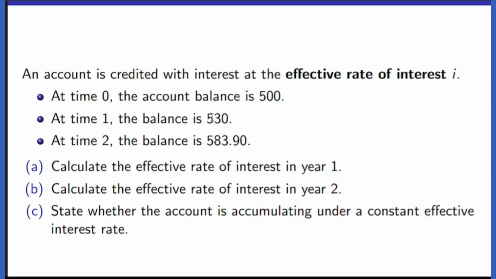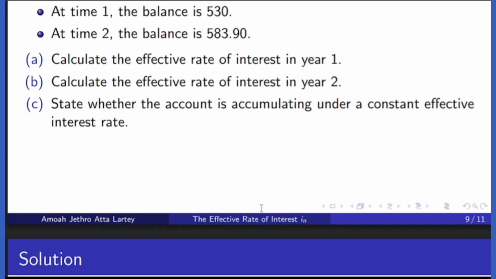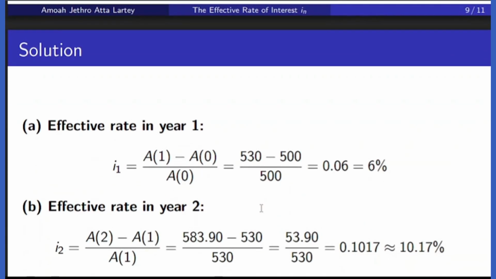At time 0 the balance is there, at time 1, and then at time 2 the balance is 583.90, right? So to calculate i, you have to calculate the effective rate at time 1 and at time 2, and then you see whether the accumulation is a constant effective rate, right? So that we'll talk about. So this is how to solve it.